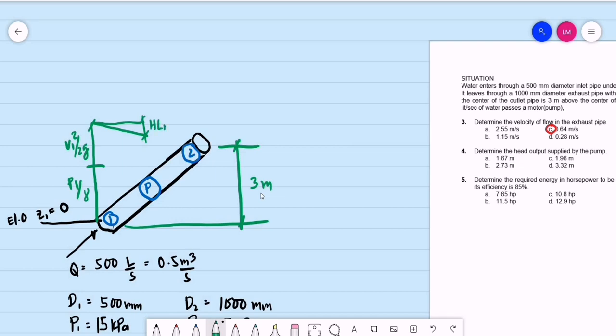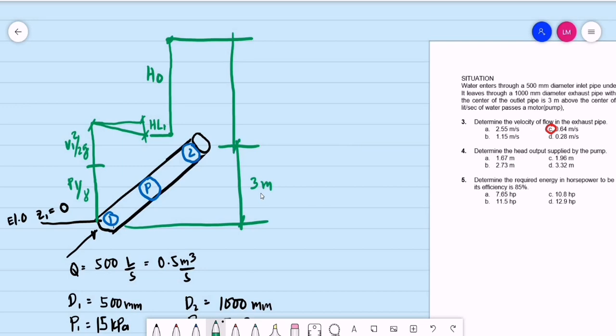So what is the purpose of the pump? The purpose of the pump is to raise the energy head. So let's say this is the head output, or the head added by the pump, let's say H sub O. The total energy on the top of the pump will be equal to the total energy at point 2.